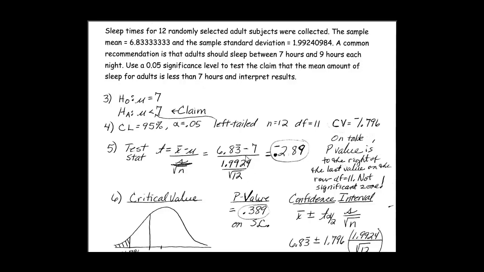So we plug all of this in, and we get a negative test statistic. So it's on the low side, but it's not any lower than our critical value. So that kind of tells us that we're probably not going to reject anything.